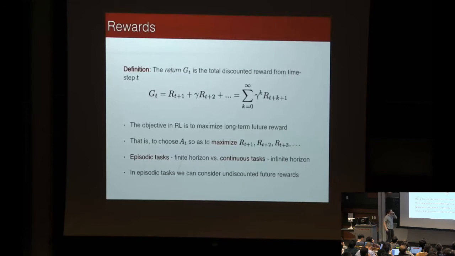So episodic tasks, finite horizon. Continuous tasks, infinite horizon. So you get basically a robot that never stops, creates new things, it does things. Most of the time, we're going to be working with episodic tasks, just for simplicity.